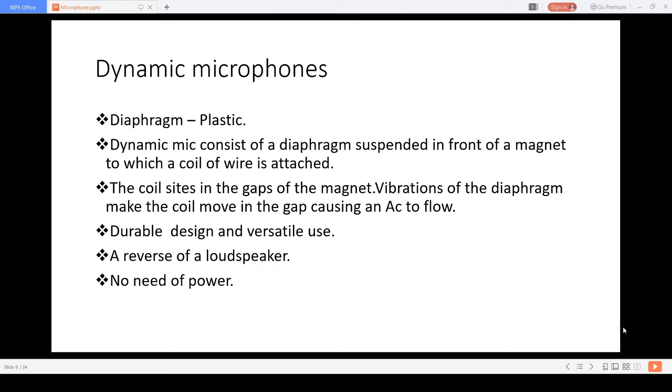Second is the dynamic microphone. The diaphragm is plastic. A dynamic mic consists of a diaphragm suspended in front of a magnet to which a coil of wire is attached. The coil is set in the gap of the magnet. Vibration of the diaphragm makes the coil move in the gap, causing an AC to flow. It has a durable design and versatile use. It is the reverse of a loudspeaker. No extra power supply is needed.